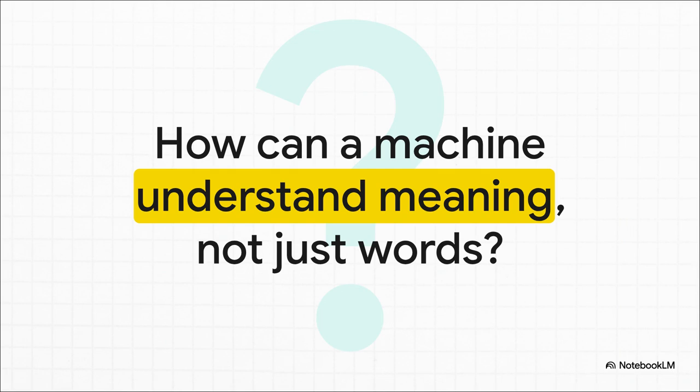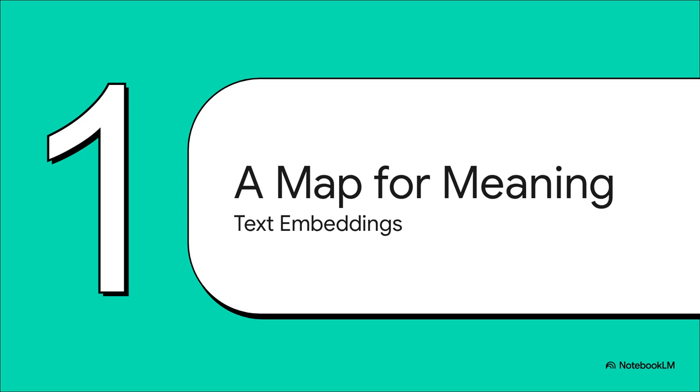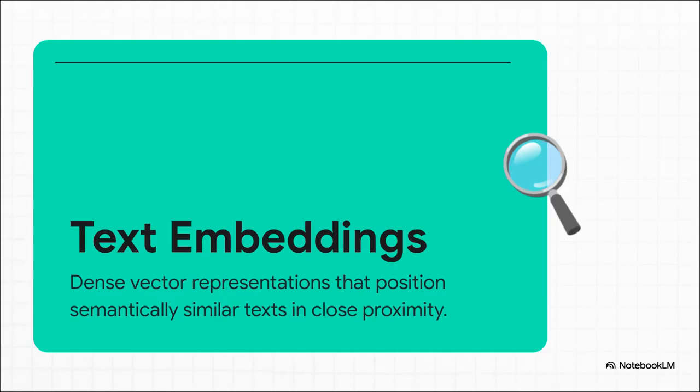How do we teach computers not just to read words, but to actually grasp their meaning, their context, and their relationships to other words? Well, the answer lies in this really powerful concept that acts like a universal map for language itself. And that concept is called text embedding.